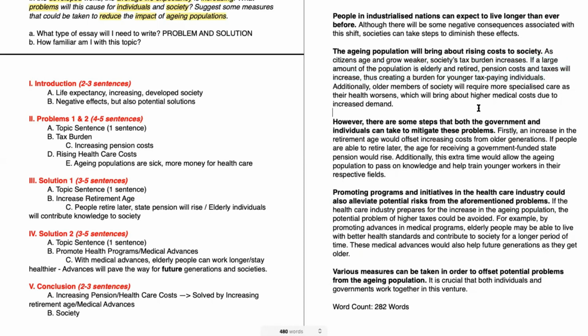And the vocabulary was on point. I've got a lot of great connectives. I have nice phrasal verbs such as pass on or bring about, and really nice high-level vocabulary words itself, such as mitigate. So these are things you always want to keep in mind when writing your essay.